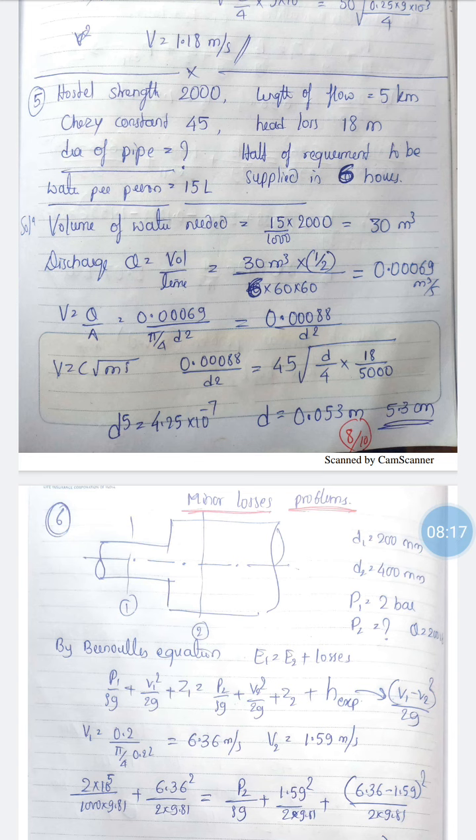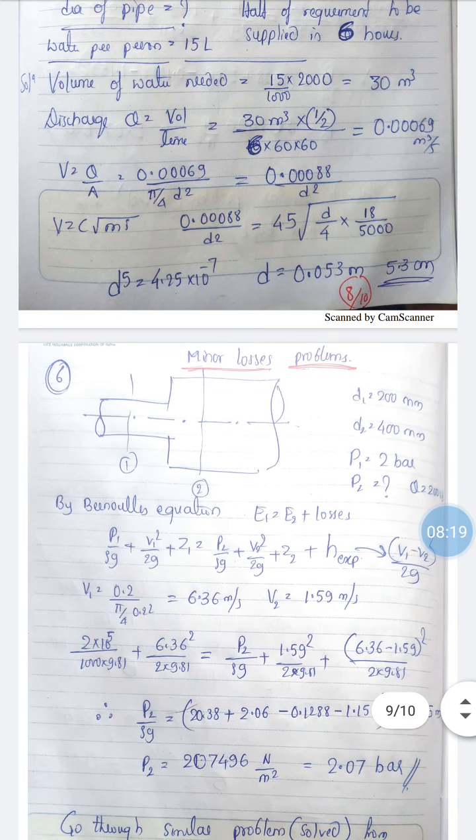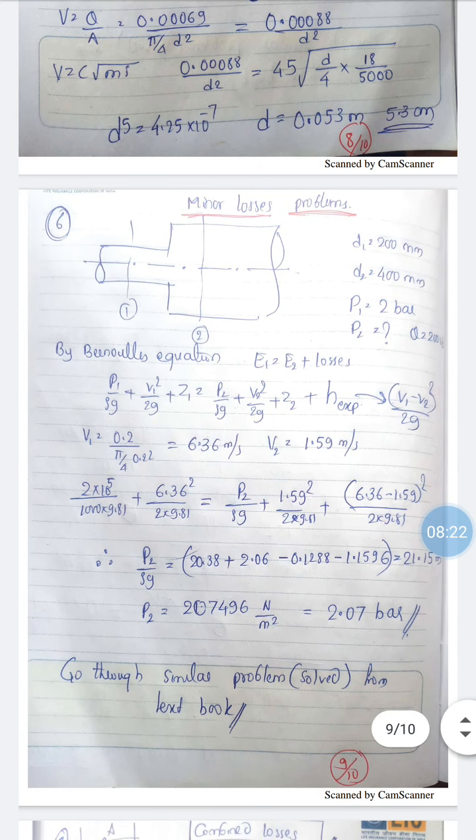So this is another problem where data is given in the indirect form. So next we'll look into some problems on minor losses.